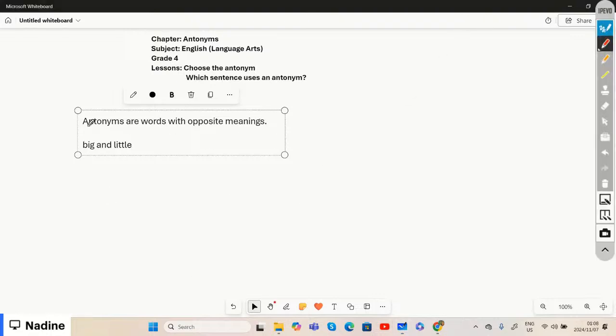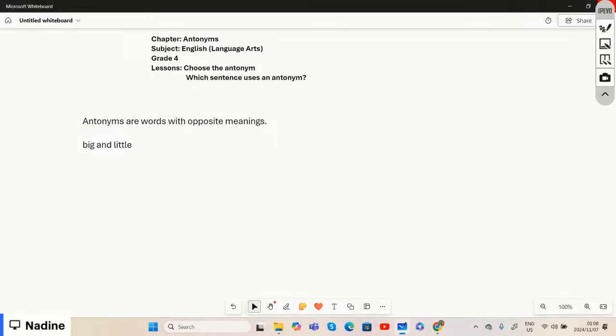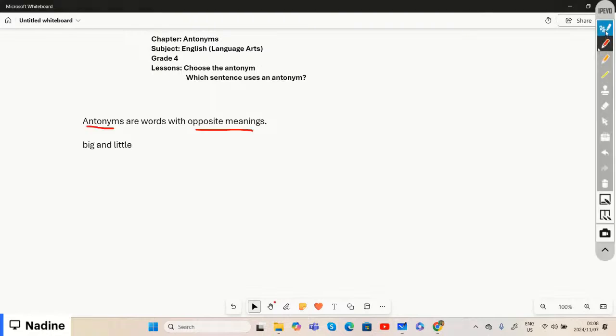So once again, we said antonyms are words with the opposite meaning. If something is not big, it is little, or we can say it is small. If it is not a boy, then we can say it's a girl.